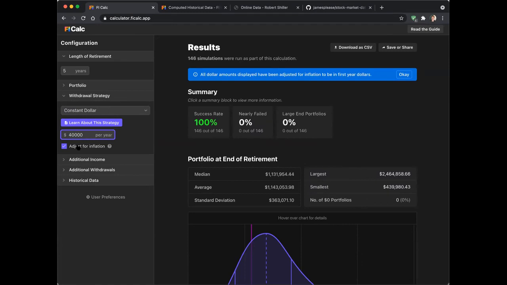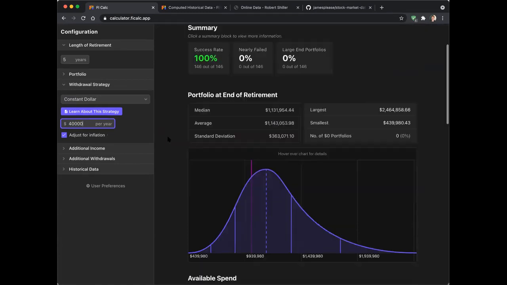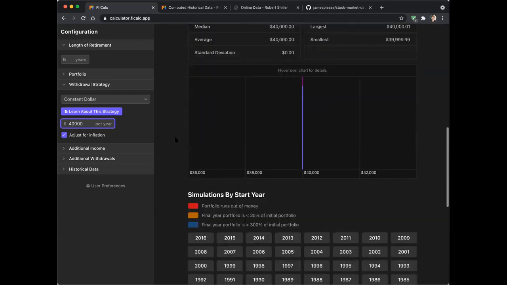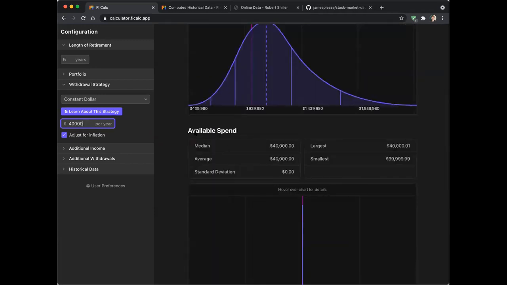I do want to adjust this amount for inflation. Now that's because that is specified. That's why when we come down here and we see this available spend, we see that everything's $40,000 because you've specified in the withdrawal strategy that it's going to adjust for inflation. So over time, it's actually increasing that amount that you're withdrawing each year, the actual number of dollars. And then when we actually display the results, we show it in current year dollars, because I think that that's a little bit easier for users and myself to kind of evaluate that.